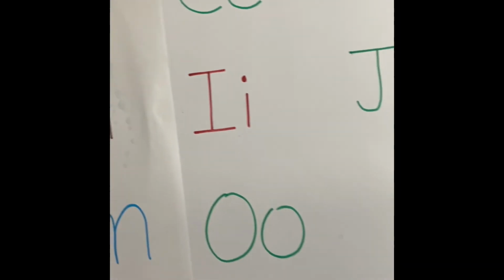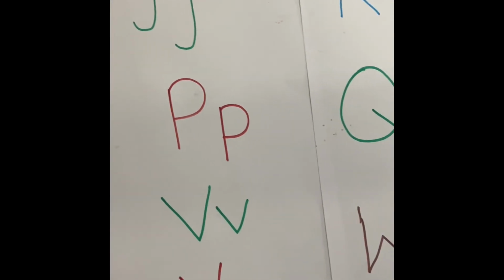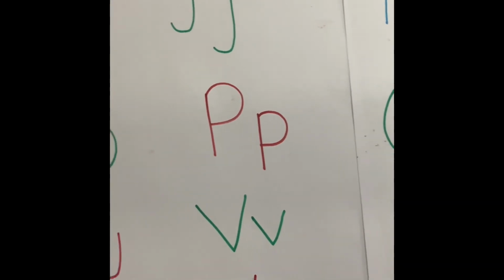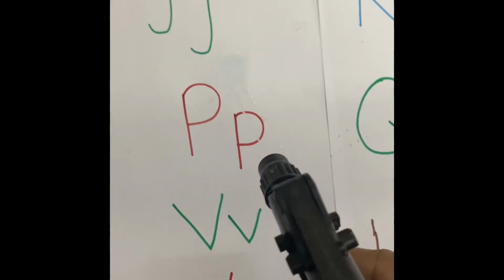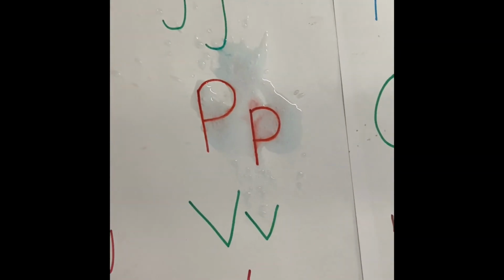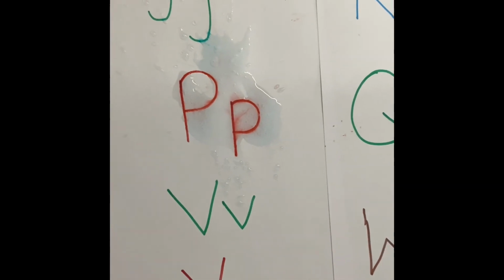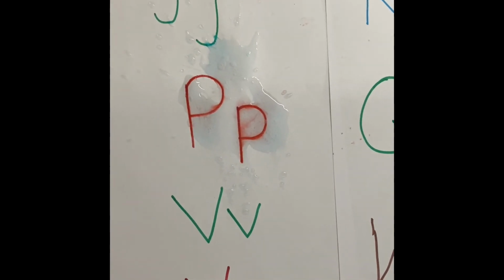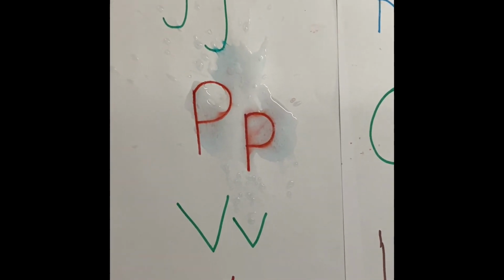Now if it's letter P, where is P? Yes, P, so they have to spray on the P sound. See, the color starts floating. So it will be a fun activity as well as letter and sound recognition.